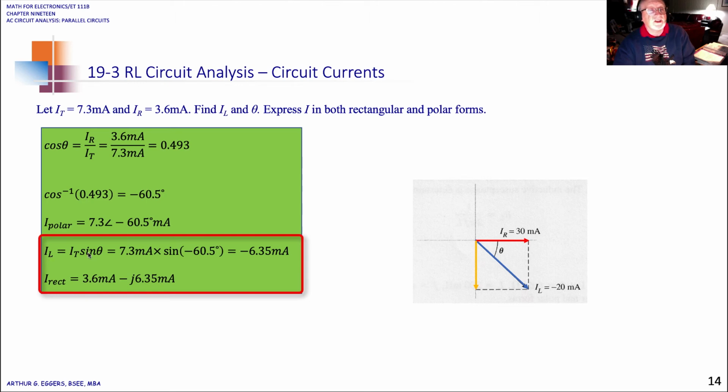Now we're going to take our definition again. The definition says sine of theta is equal to the opposite over the hypotenuse, so I sub L over I sub T. 7.3 milliamps times sine of minus 60.5 gives us minus 6.35 milliamps of current through the inductor. Putting that into rectangular form then, 3.6 milliamps minus j 6.35 milliamps.